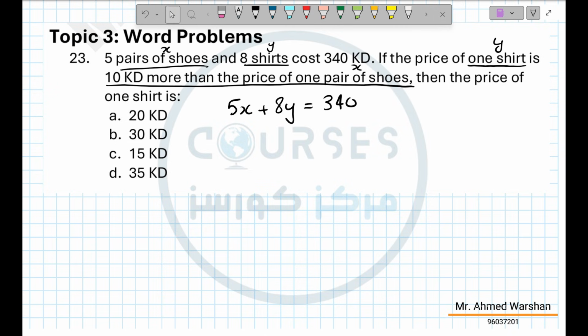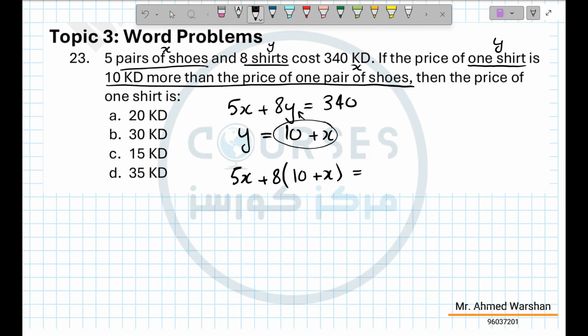So Y is 10 KD more than the price of the shoes, so 10 plus X. Okay, you have Y, plug it back in. So this is going to be 5X plus 8 times 10 plus X is equal to 340. So distribute, so 5X plus 80 plus 8X equal to 340.